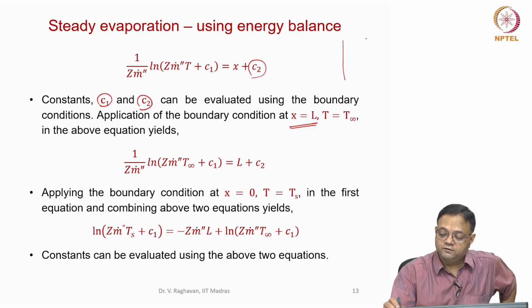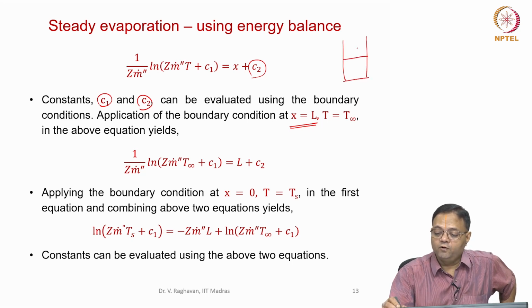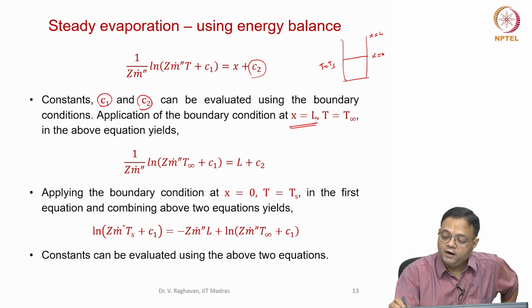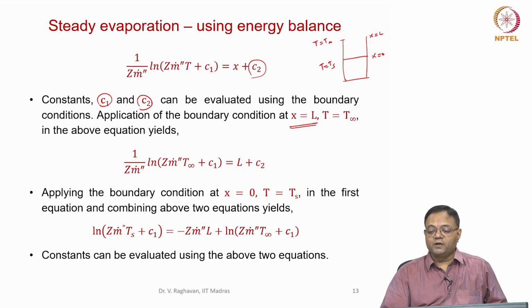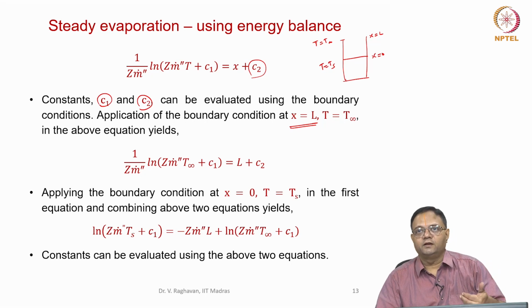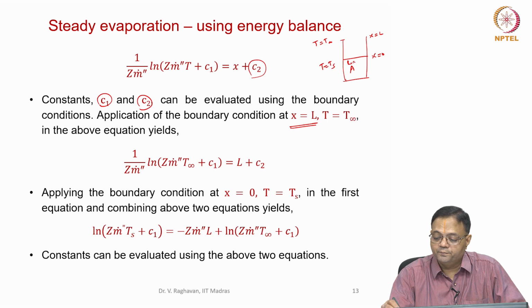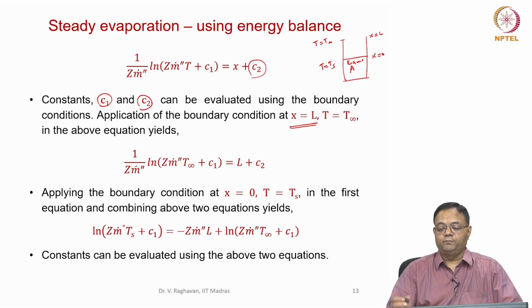So, what happens in this? This is the steady evaporation. This is x equal to 0, this is x equal to L, and here T equal to T surface and here T equal to T infinity. That is the case here. Obviously, T infinity should be greater than Ts for the heat flux to come in. So, this is a liquid A. This is a Stefan problem, same problem.